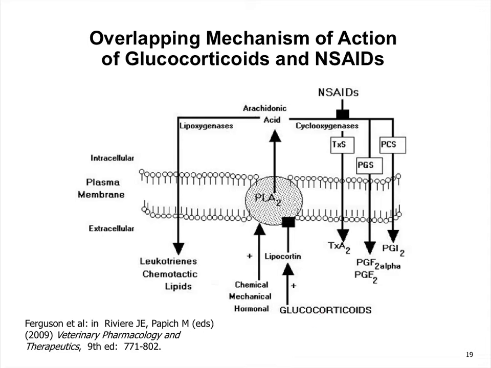Glucocorticoids block the phospholipase itself, and therefore reduce the arachidonic acid feeding through both pathways. And so why is it that we have suppression of the immune system? Well, it's because we have the production of leukotrienes and chemotactic lipids that are associated with attracting cells to a site of inflammation. So that's why glucocorticoids are much more powerful than NSAIDs with regards to their anti-inflammatory effects.